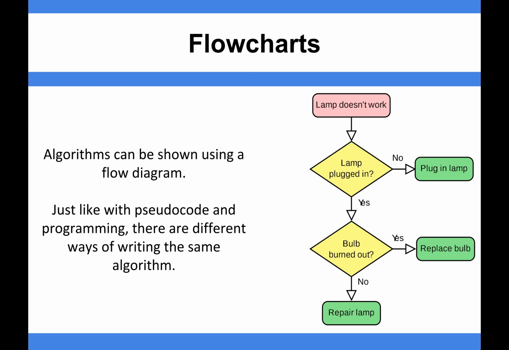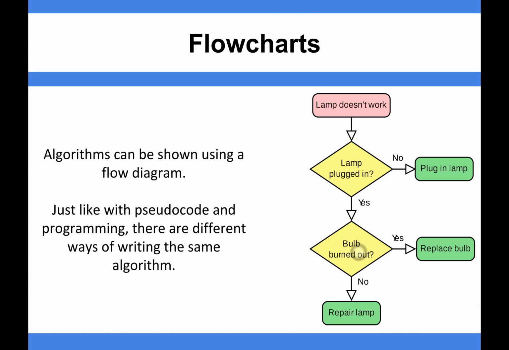So in our really simple example here on the left, we've got a lamp that doesn't work, and then you get to a diamond shape, which means a decision. So that's your starting block, and the decision is: is the lamp plugged in? No, then plug the lamp in. Now, it should probably loop back to the top, but it's only a basic one I grabbed off Google Images. And then it says, if yes, the lamp's plugged in.